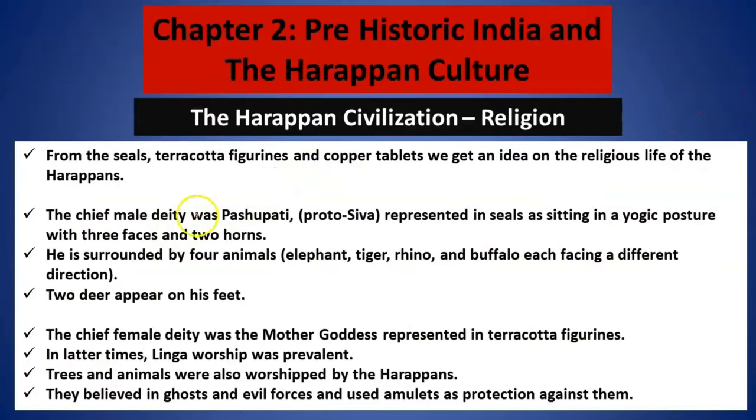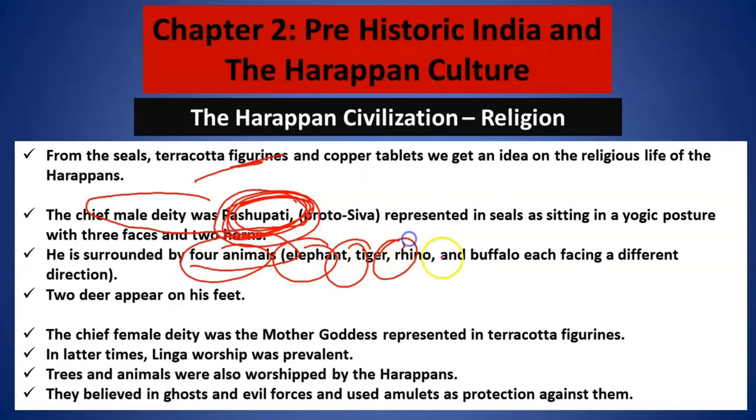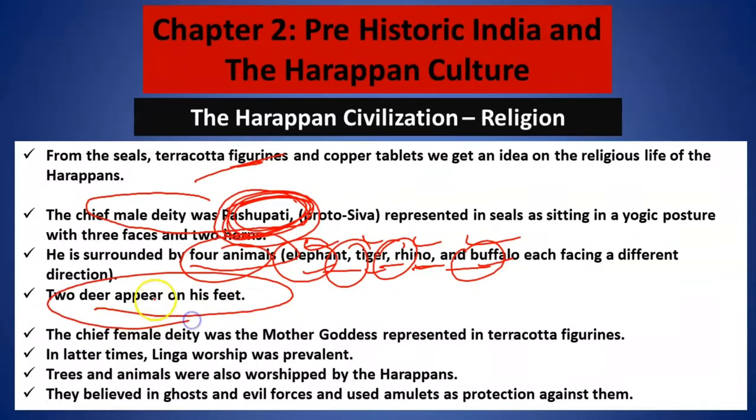As far as their religion is concerned, it is thought that their main male god was Pashupati. That means they believed in idol worship. He is surrounded by four animals: elephant, tiger, rhino, and buffalo. So they knew about these four animals, since they have drawn them. And two deer appear at the feet of this male deity.